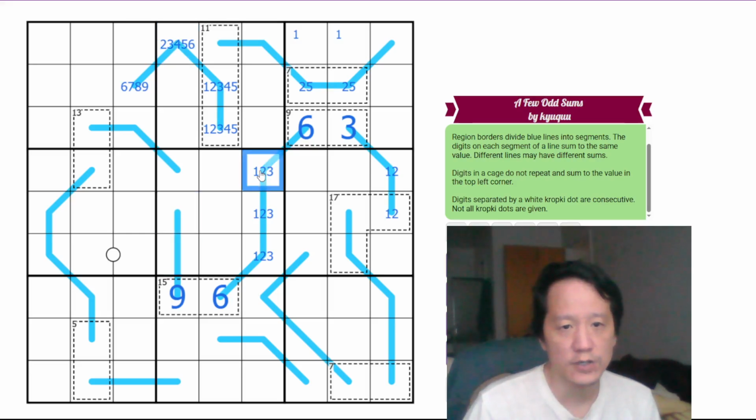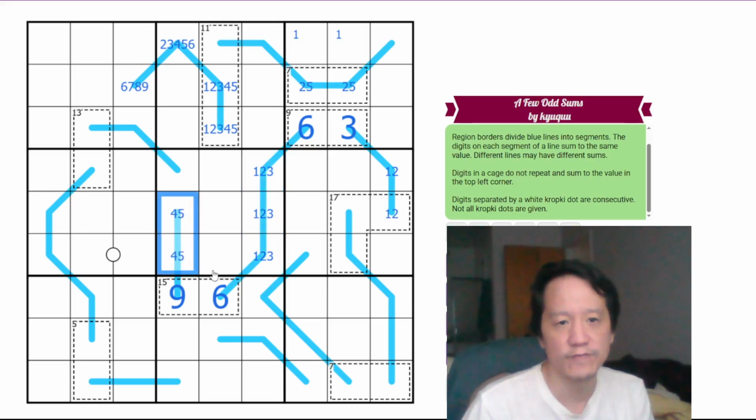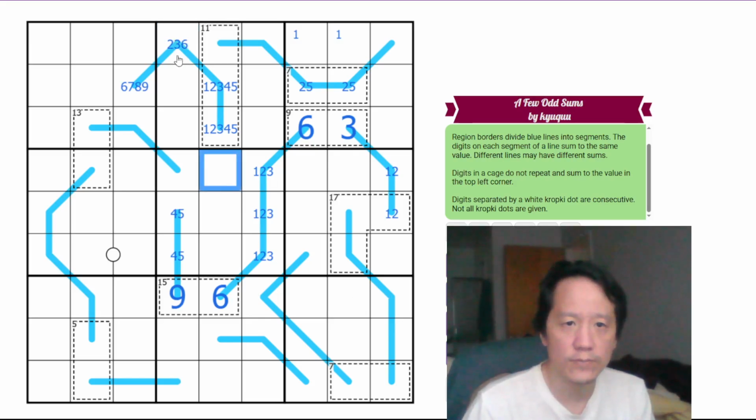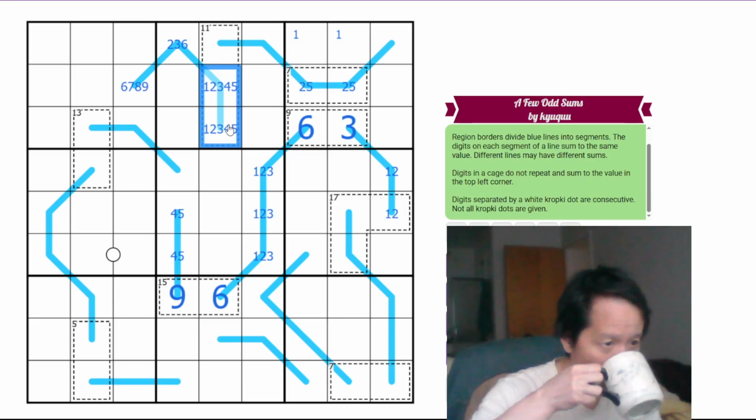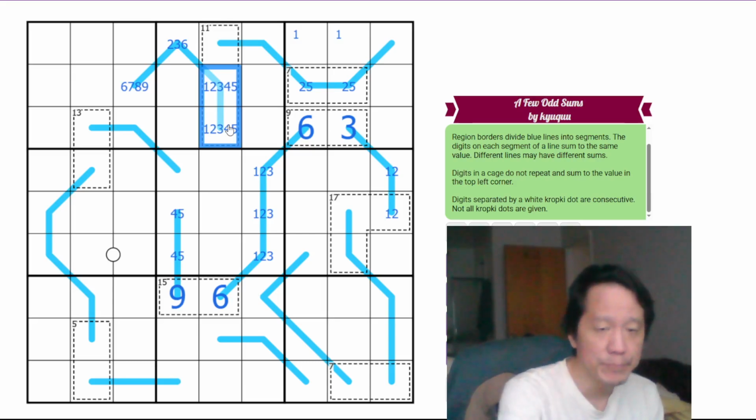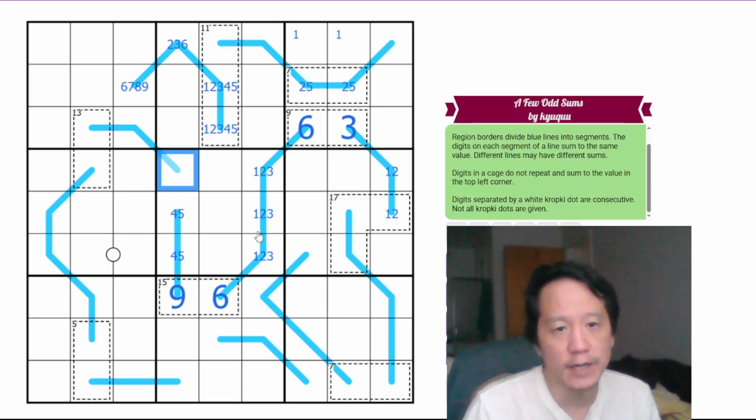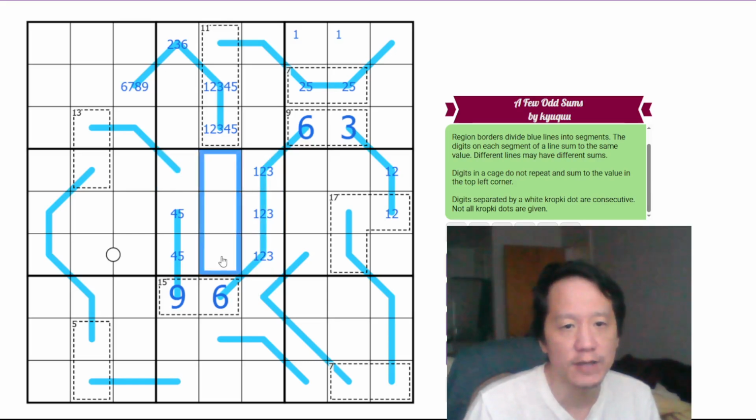This must be the sum of 2 digits, and it cannot contain 1, 2, and 3. Therefore, this must be 4 and 5. That eliminates 4, 5 in the column. Let's see. This cannot be 1, 2, 3, 4, 5. It can't be 6 here.